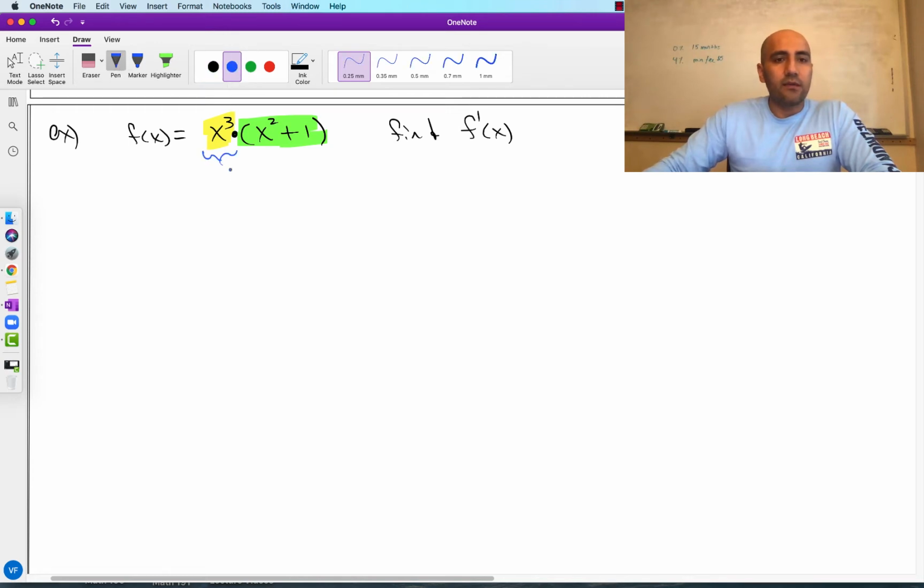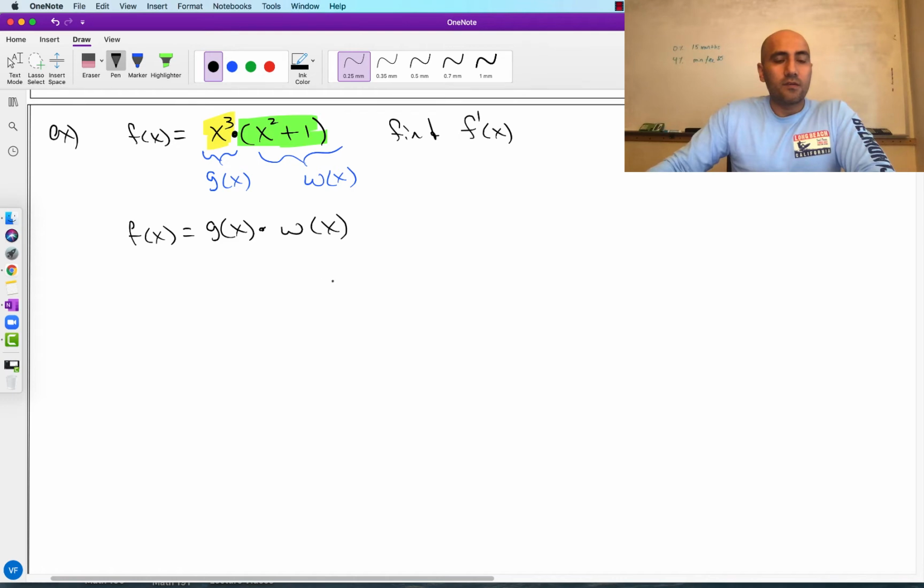Just for the sake of labeling, let's call this g of x, and let's call this, I don't know, w of x. So this is really the same thing as saying that my function f of x is equal to g of x times w of x. And following the product rule, I know that the derivative is going to be equal to, leave the first function alone, times derivative of the second function, plus, now leave the second function alone, times derivative of the first function.